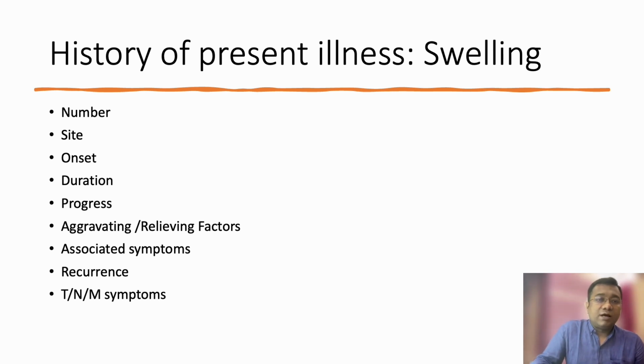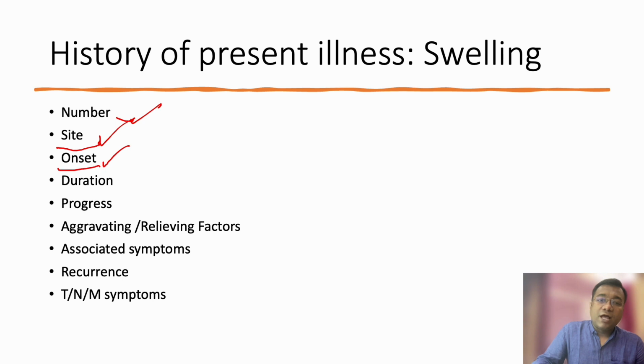First of all is number. How many swellings are there? Is it single? Is it multiple? Site, where exactly the swelling is. When you are describing in the patient's language, you need to mention the area in the patient's language. But when you are writing your history of present illness and during the examination, you need to mention the site in scientific language. Okay. Onset, how did it start?